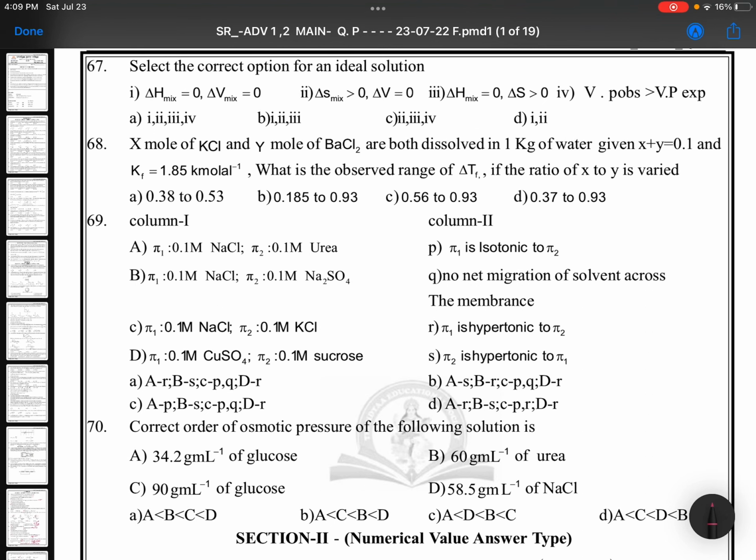Select the correct option for an ideal solution. For ideal solution, delta H is equal to 0, delta V is equal to 0, delta S is equal to 0. Okay, now, so all these are correct options, but not this.